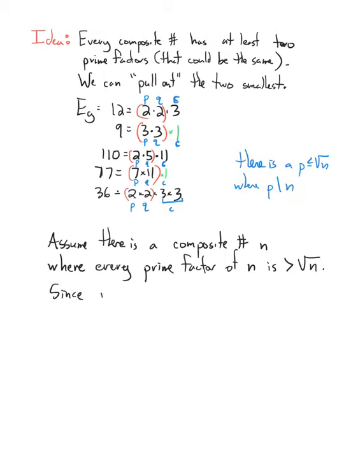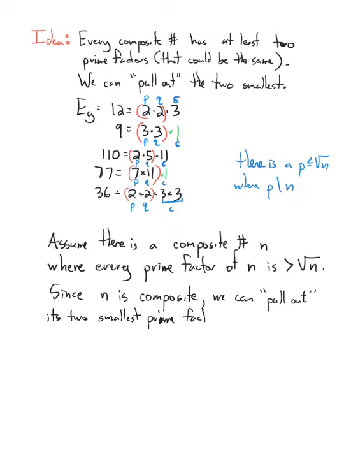Since n is composite, we can pull out its two smallest prime factors, just like we did in the examples above. So we're going to write n as p times q times c.